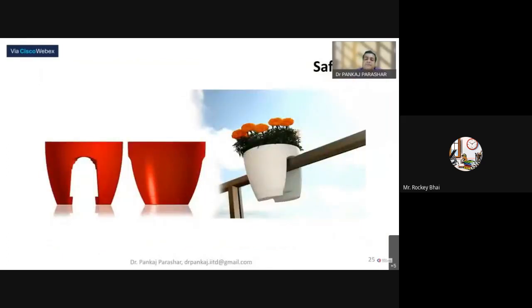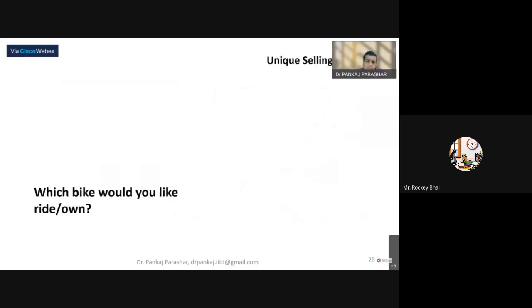So this is a design for safety, where a split or a slit has been created in the pot, which fits properly on the windowsill or the balcony sill, and you can still enjoy your small piece of gardening and still keep it safe for the people down below. So that is design thinking with safety in mind.